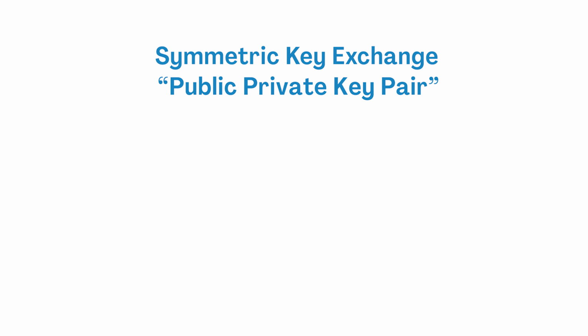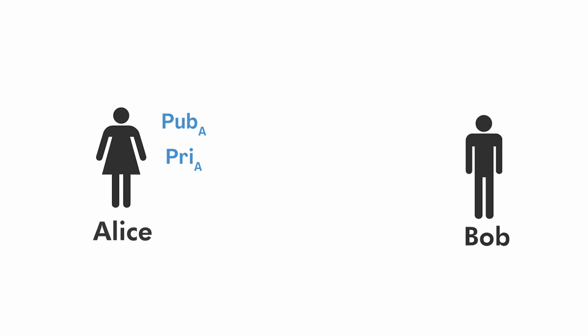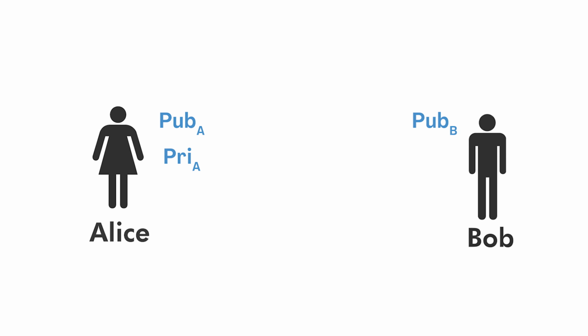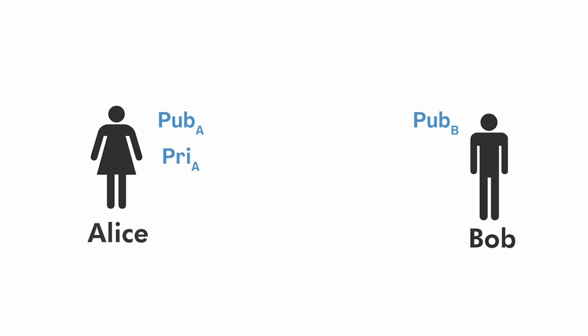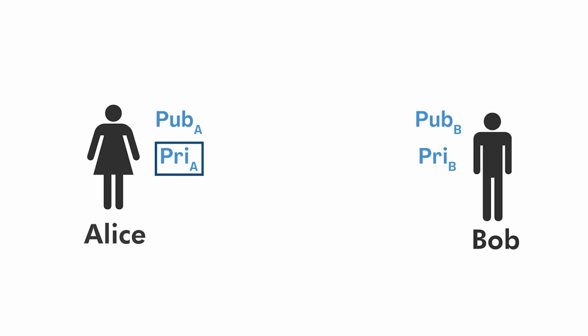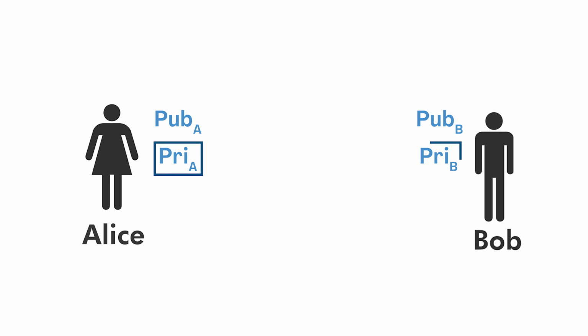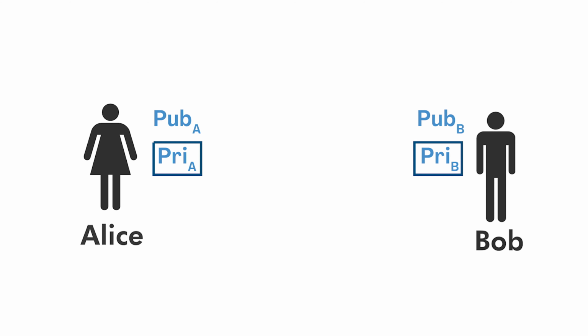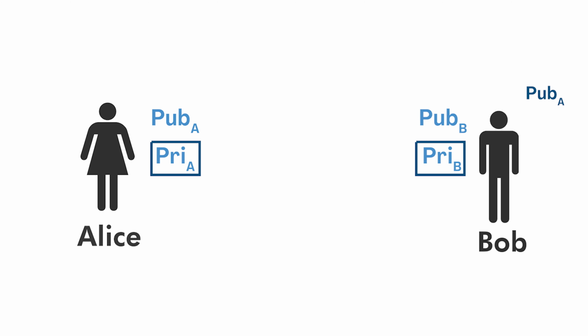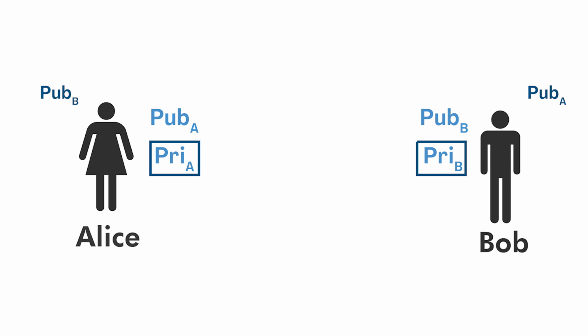So let's suppose that Alice has a public-private key pair, which we are calling pub of A, which is the public key, and pri of A, which is the private key. Similarly, Bob also has a public-private key pair. The public key of Bob is pub B and the private key of Bob is pri B. As far as the private key is concerned, only Alice knows Alice's private key. Similarly, only Bob knows Bob's private key. Now Alice and Bob can publish their public keys to each other. So now Bob will know the public key of Alice and Alice will know the public key of Bob.